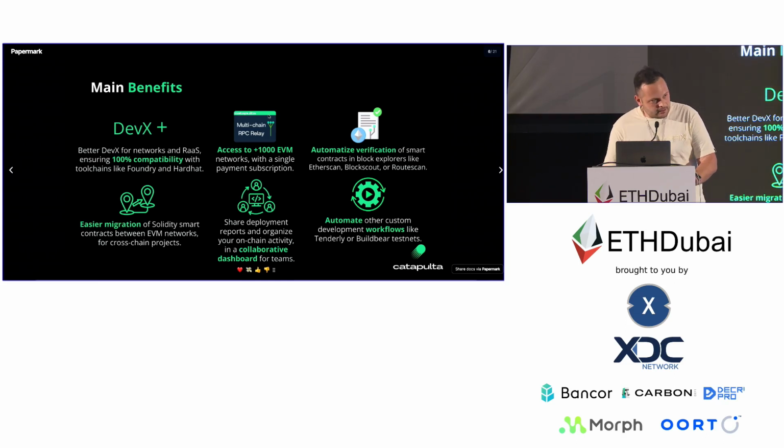The main benefit is that we have better DevX, so we think about our users, and we're concentrated especially on developers, so you have it in a nice, easy and comfortable-to-use platform. You have access, as I already told you, to more than 1,000 EVMs. You automate your verification. You have easier migration, and moreover, you automate your workflows, plus you can integrate and add your team members, stakeholders, and even your clients.